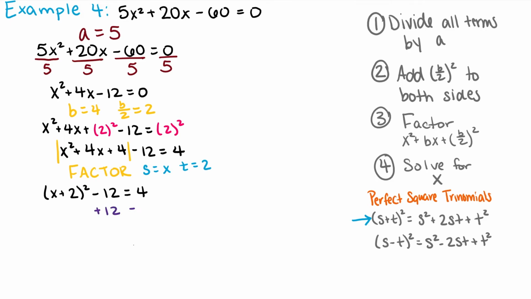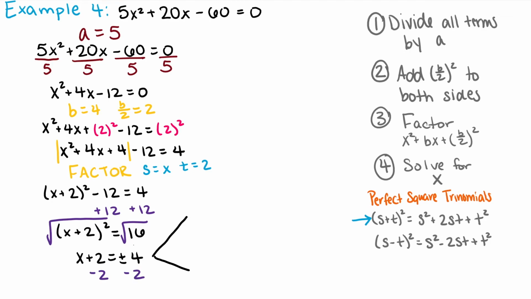Add 12 to both sides. We get x plus 2 squared equals 16. Take the square root on both sides, and that gives us x plus 2 equals positive and negative 4. Subtract 2 from both sides, and we get 2 answers. X equals negative 2 plus 4, x equals negative 2 minus 4, and our x's are 2 and negative 6.